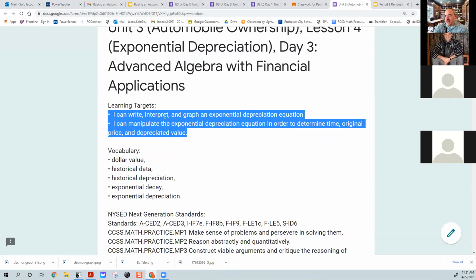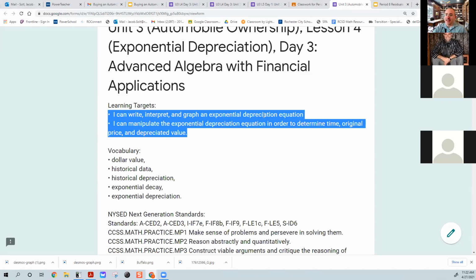I can write, interpret, and graph an exponential depreciation equation, right? This idea that you can look at a real world situation and build an equation. That's where you go from a word problem to a function notation type of situation, to then interpret what that exponential depreciation or decay equation means, and then be able to graph that using your calculator.